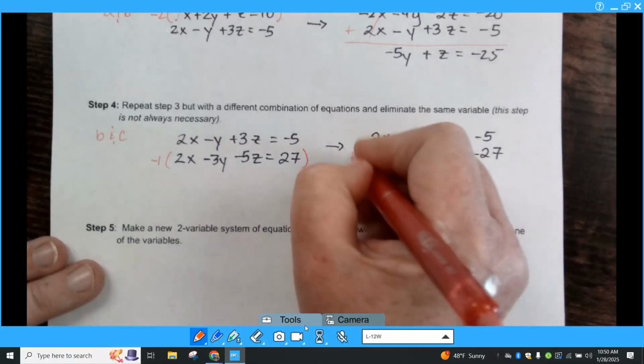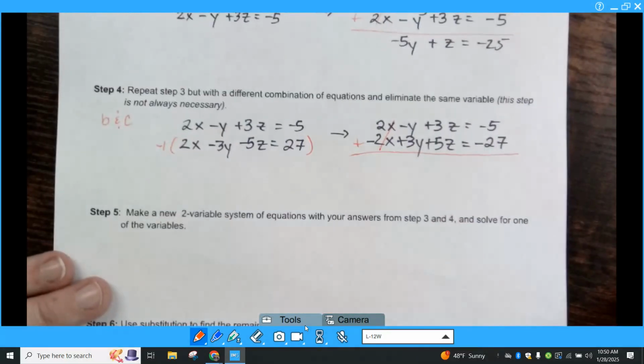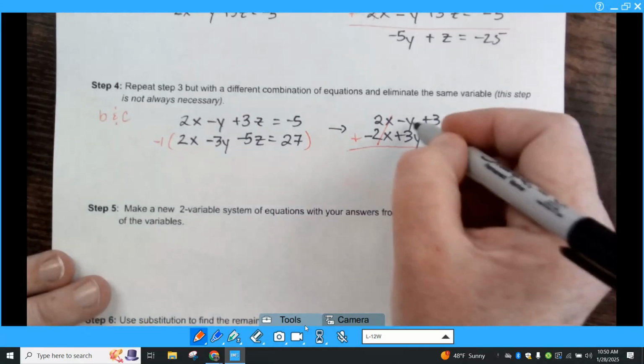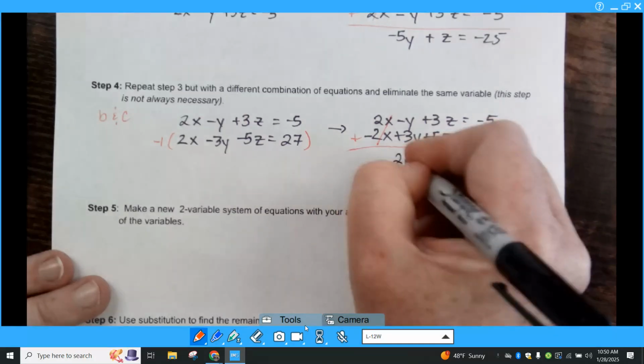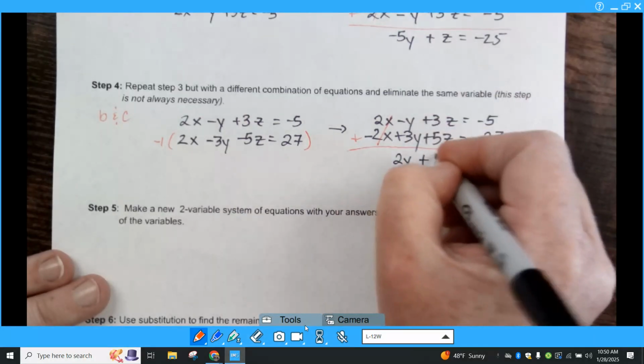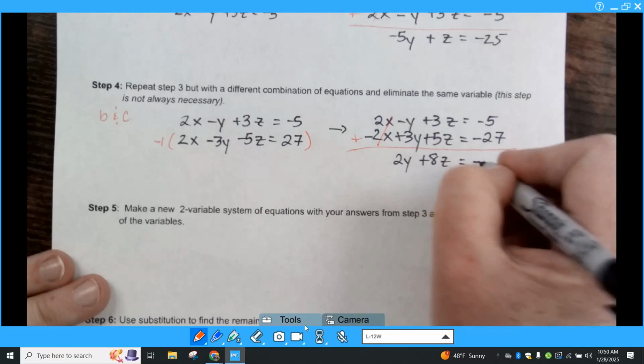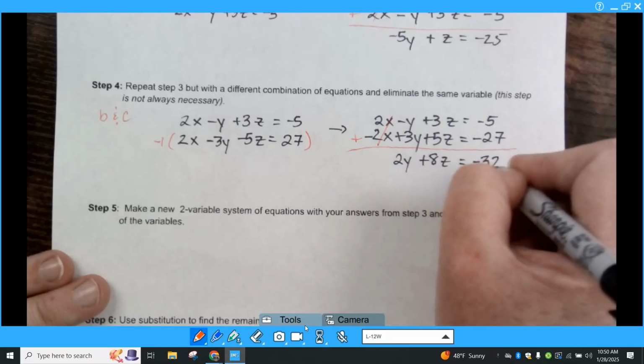And now I'm going to combine these. The reason why we do is these will cancel. So I've got negative y plus 3y is 2y. 3z plus 5z is 8z equals negative 5 and negative 27 makes negative 32.